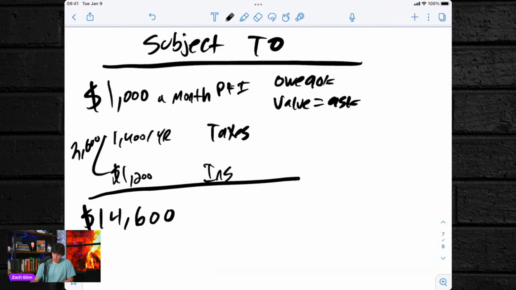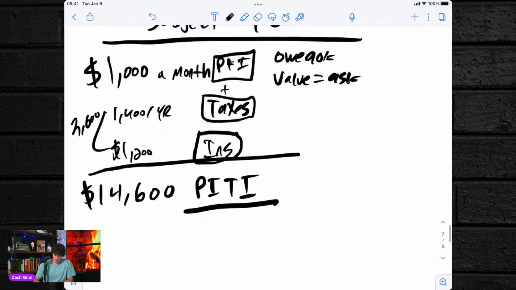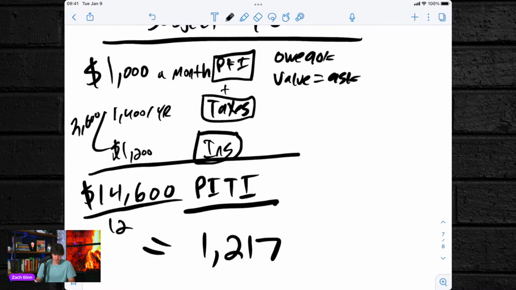So that is what we're going to call principal plus interest plus taxes plus insurance, which is what they call PITI. PITI, 14 grand a year. You can divide that by 12. So what's the PITI, right? Let's divide this by 12. It's going to be about $1,217 a month. That is what it costs basically to run it, right? That's pretty much it, right?